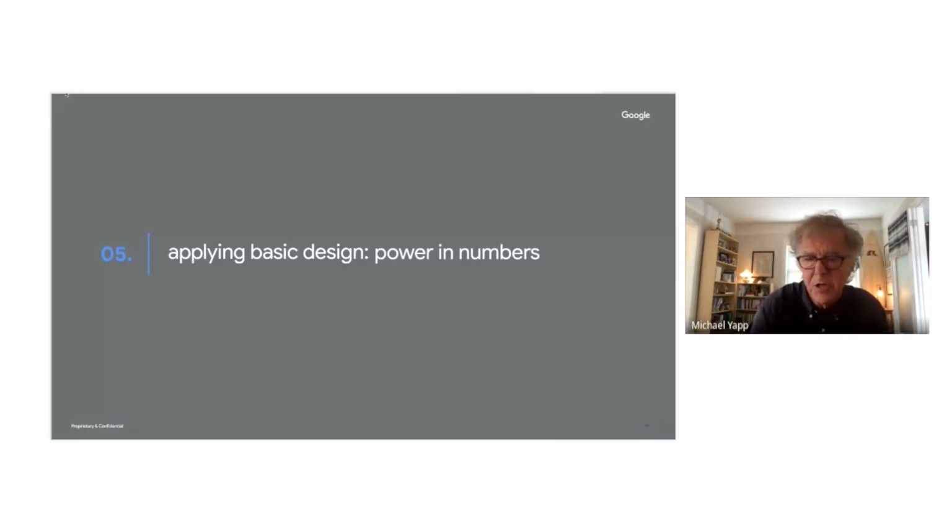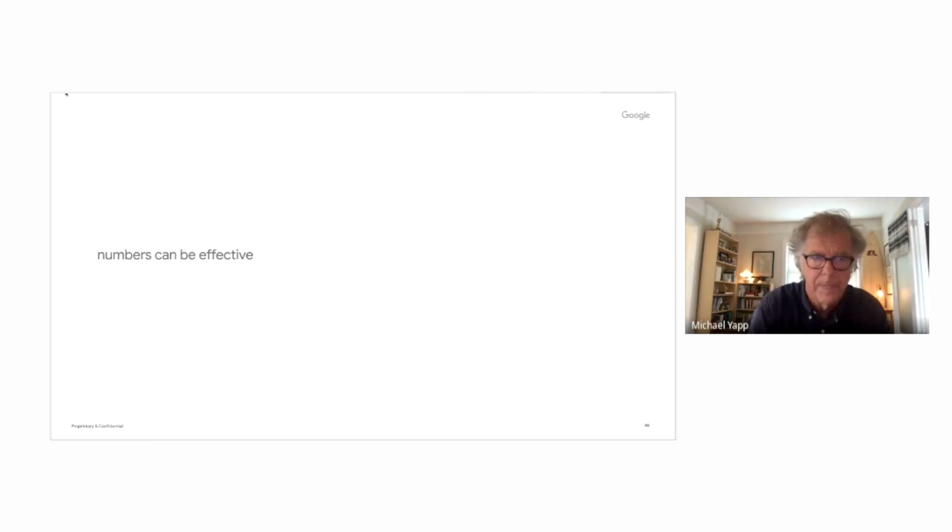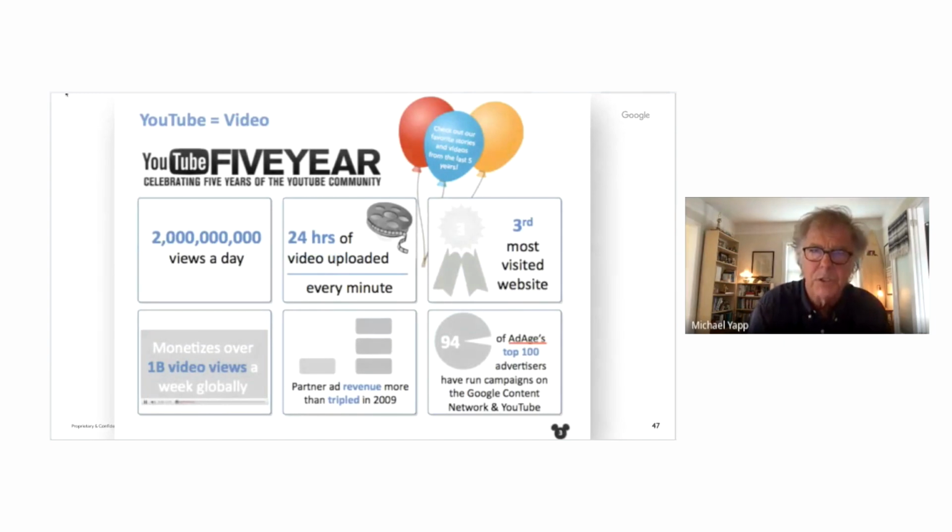All right, let's talk about numbers. We use a lot of numbers in our slides at Google, and I'm sure you do too. Numbers can be effective, but they have to be used in moderation. This is a typical slide that we've seen years ago at Google. And there's a lot of numbers here. And my question is, which one is supposed to be important?